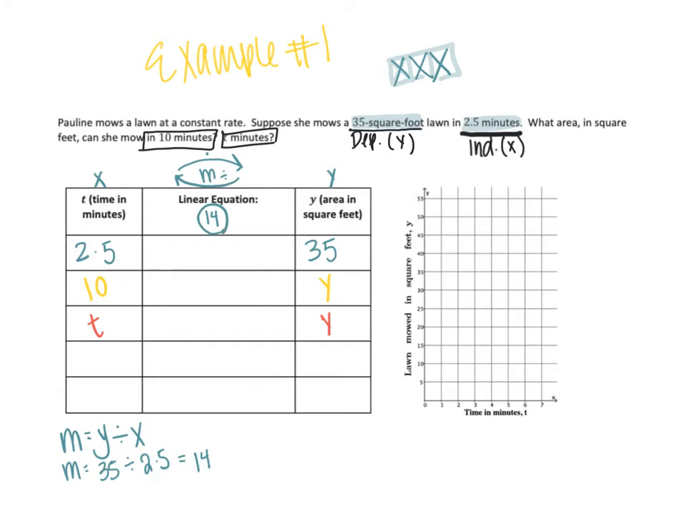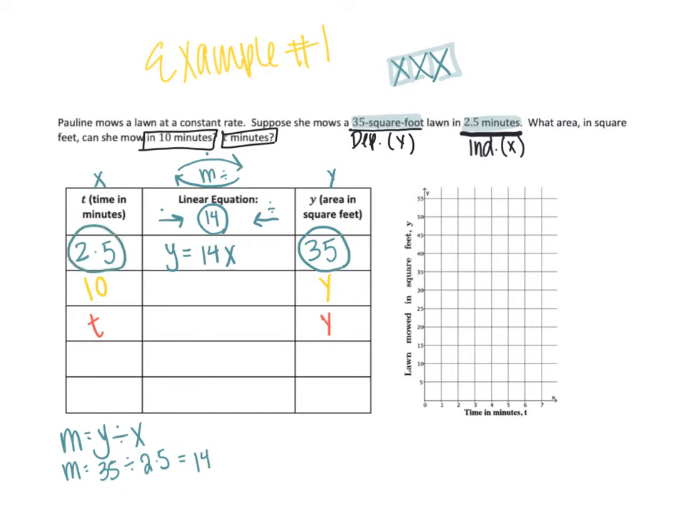Okay? If I go this way, I'm multiplying by 14. If I go this way, I'm dividing by 14. So how could I write my equation? Well, I could say that to get to y, so y is going to equal whatever x is times 14. So this is my equation. Y equals 14x, right? Because y over here equals 14 times x.